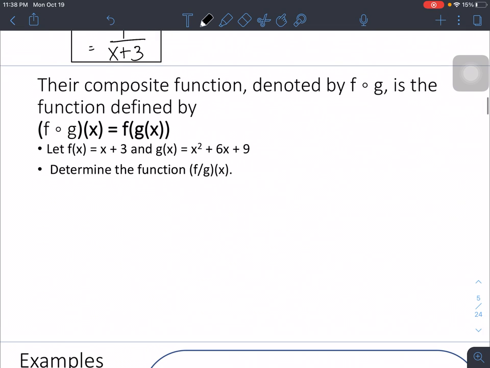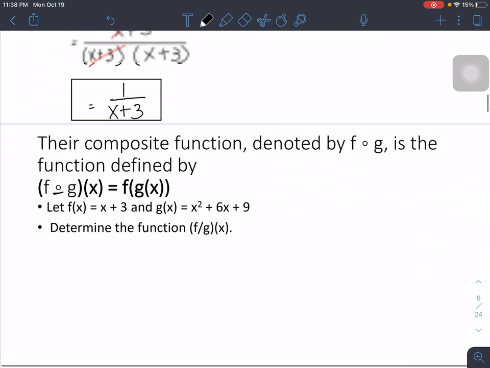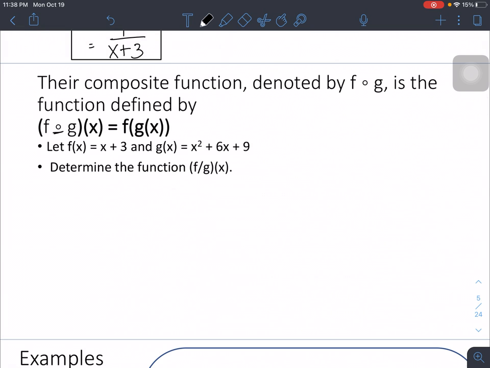And the last operation we will be talking about is the composite function. The composite function is denoted by this symbol. In f composed of g, it just means that all the x's inside the f of x function will be replaced by the g of x function. So let us try.